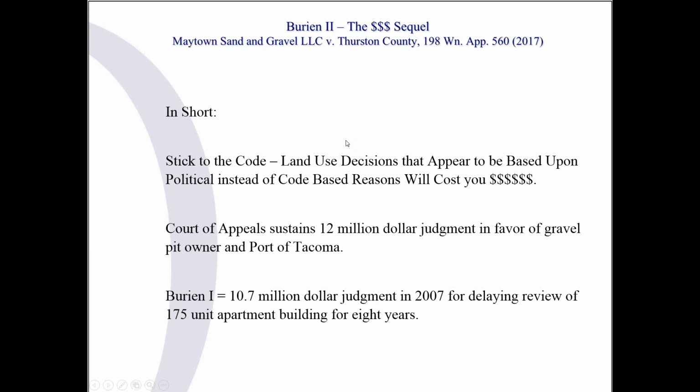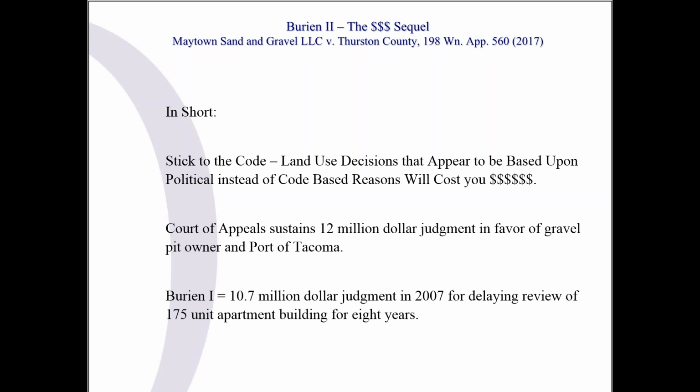All right, Burien 2, the money sequel. The reason I'm referring to Burien in this case is that in 2007, there was a case, Burien versus Windmark Development or some similar sounding development corporation, where the city of Burien ended up paying a $10.7 million judgment for essentially engaging in permit review that initially took 3 years, and then after some settlements reached, caused delays of another 5 years, 8 years total, to approve a 175 unit apartment building.